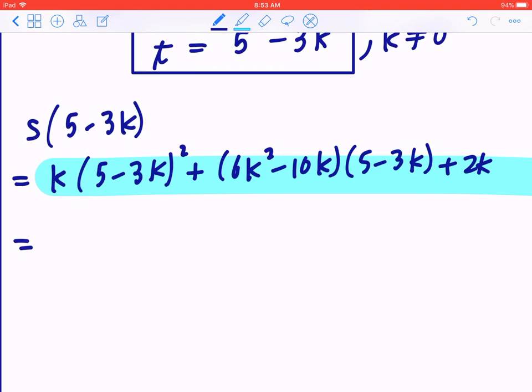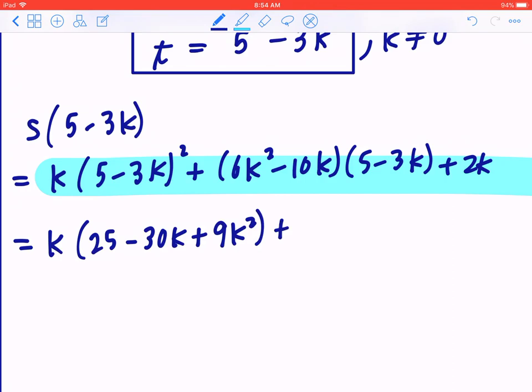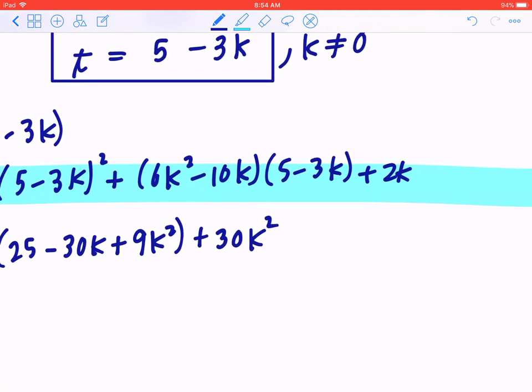So when you expand this and you collect like terms, this gives you k times, when you expand a perfect square, 5 squared is going to be 25, minus 2 times 5 times 3k, that's going to be 30k, plus (3k) squared, that's 9k², plus, if you expand the product of the two binomials, 6k² times 5, that's going to be 30k². Now, if you look at the next term, it's going to be minus 18k cubed minus 50k plus 30k squared plus 2k.